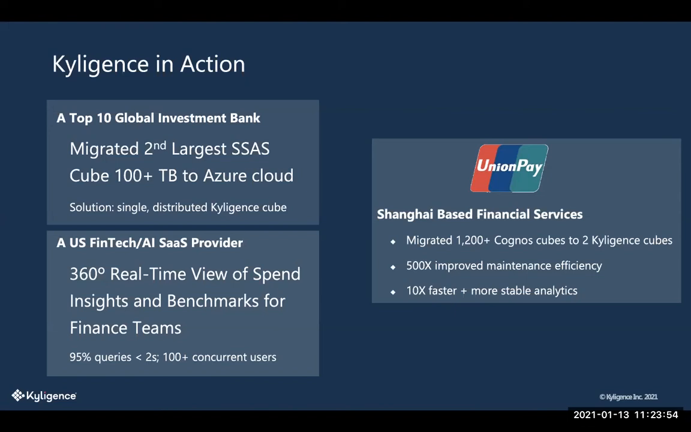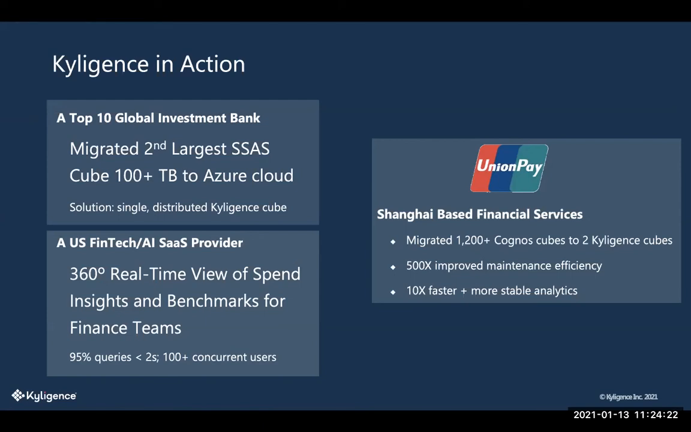Another company, Shanghai-based Union Pay, one of the largest, if not the largest credit card supplier in the world, migrated 1,200 Cognos OLAP cubes to 2 Kyligence cubes, and you can imagine the efficiencies, the maintenance savings, the labor savings, and they got also 10x faster performance and more stable analytics.